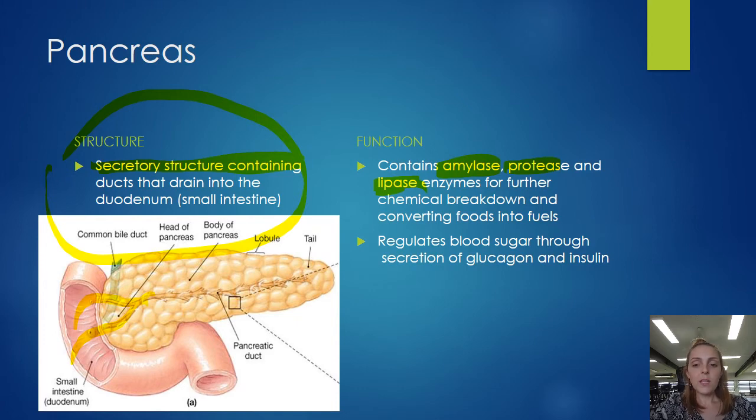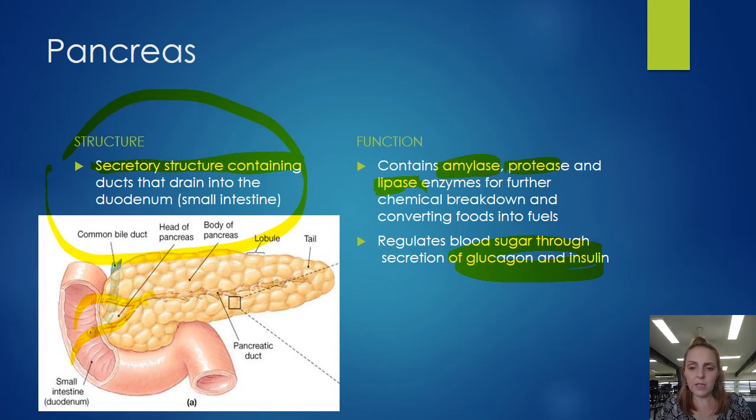It also regulates blood sugar through the secretion of hormones like glucagon and insulin. Insulin gets released when we have our lunch. So we eat lots of lunch that contains sugars. And when our sugar levels rise, insulin gets released to lower that blood sugar. And it does that by storing our sugars in the body for use later.